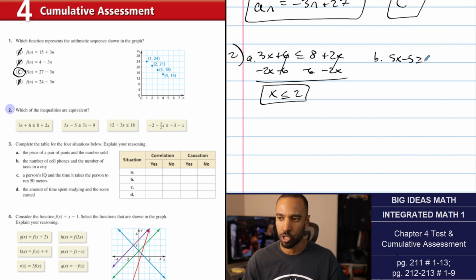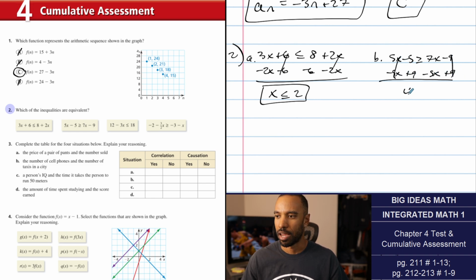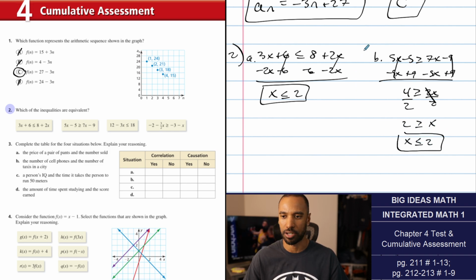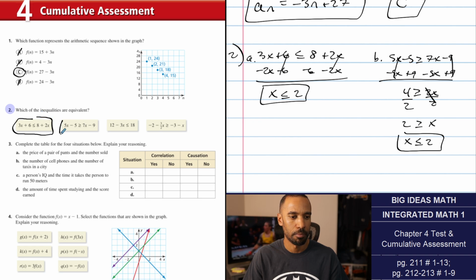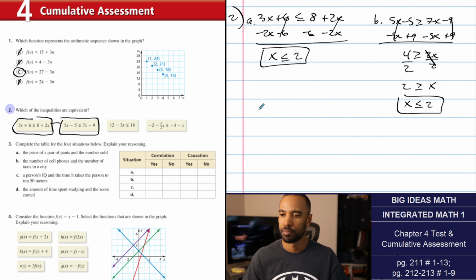5x minus 5 is greater than or equal to 7x minus 9. I'm going to subtract 5x from both sides. Add 9 to both sides here. And now we got a 4 here and a 2x here. If I divide both sides by 2, I get that. But if I flip this over, that's x is less than or equal to 2. So A and B are actually the same. So which of the inequalities are equivalent? So far, these two are. Boom, boom. Connect them up. Let's look at the next one. Hopefully all of them are the same.